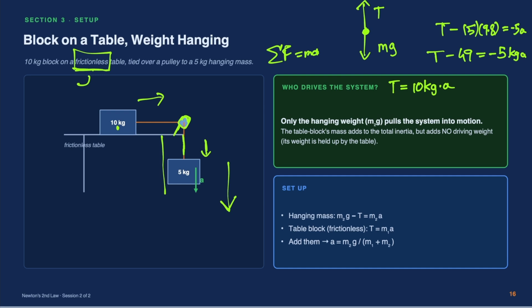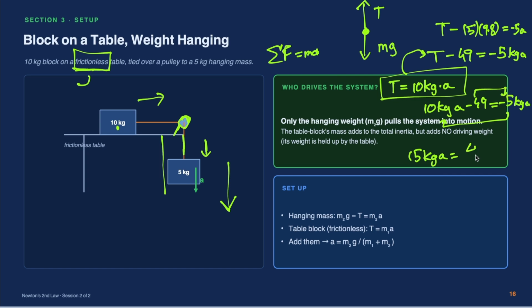And then I know what tension is here, right? So I can just substitute that into this. 10 kg a minus 49 is equal to negative 5 kg a. I add 5 kg a to both sides. 15 kg a is equal to, I get rid of this 49 on the other side, 49. A is equal to 49 over 15, which is approximately 3.27 repeating, or just 3.27 meters per second squared.